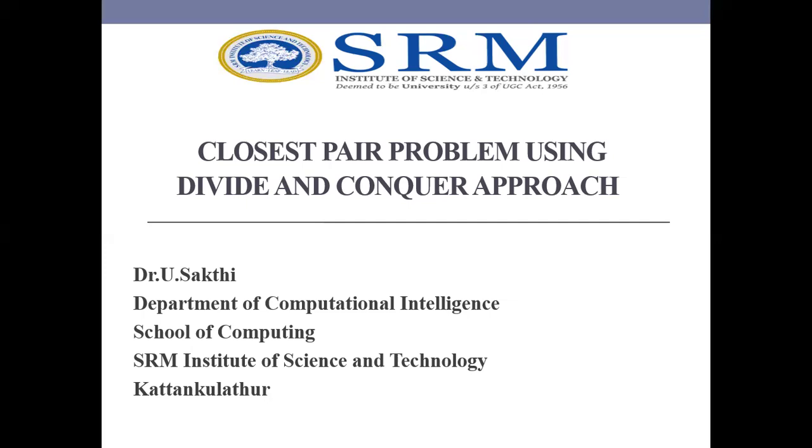And how to solve the problem? The closest pair problem can be solved using the brute force approach and the divide and conquer approach. When we solve it using the brute force approach, the time complexity is more, that is order of n square. When we apply the divide and conquer approach, the time complexity is reduced from n square to order of n log n, which is better than the brute force approach.